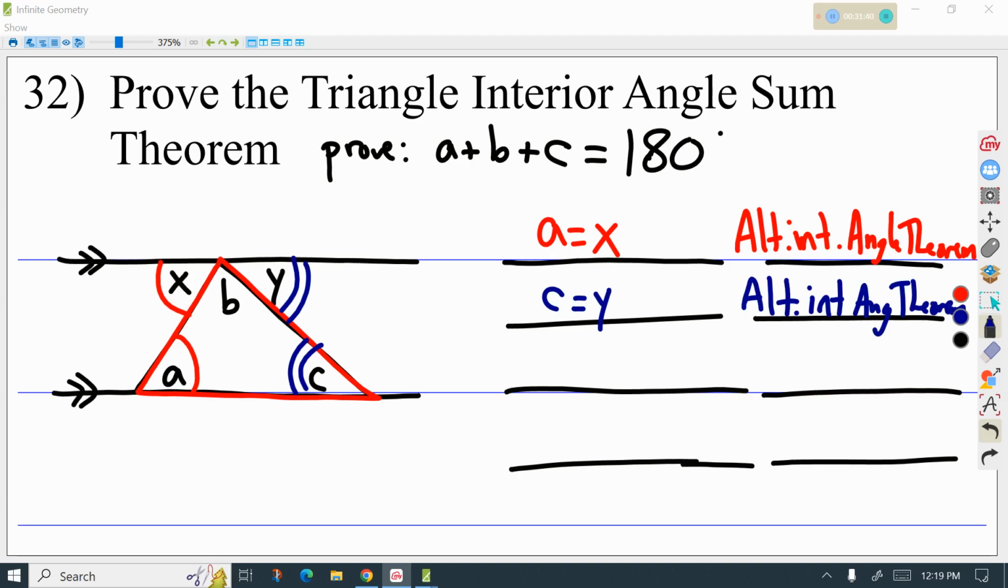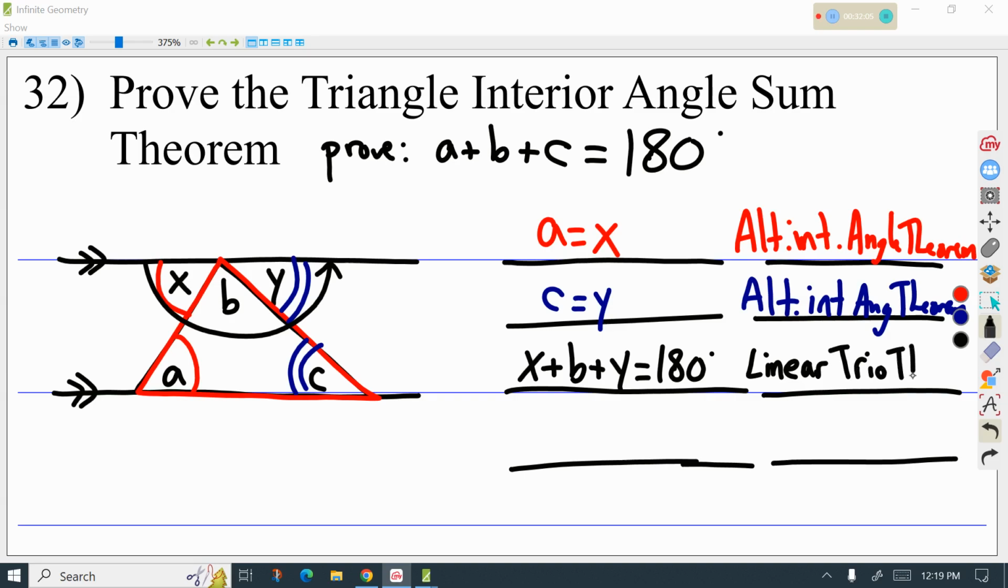we're really close to being done with our proof already, actually. The main thing that we need to observe is that these three angles, x plus b plus y, all add up to 180. And earlier during the year, we proved a theorem, and instead of calling it the linear pair theorem, we called it the linear trio theorem, right? And we proved this so that we could use it to help us solve this problem when we needed it. So now we're almost done.